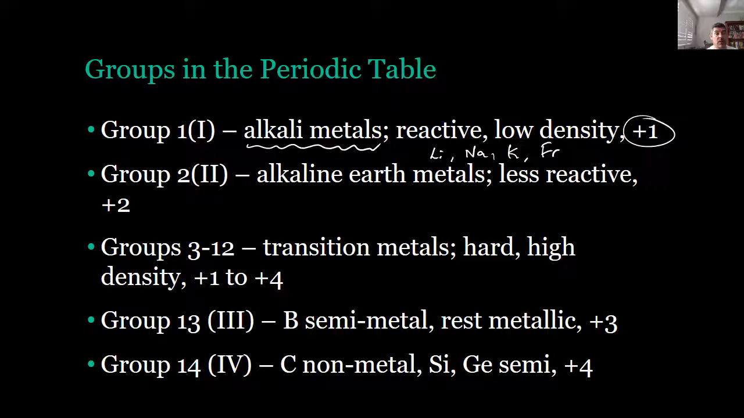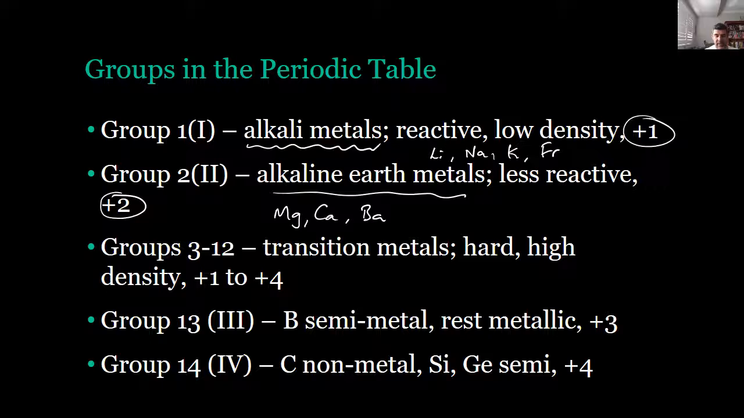The group 2 elements are the alkaline earth metals. So these contain things like calcium, magnesium, and also barium and so on. These are less reactive than the group 1 elements, although they are relatively reactive themselves, and they have a valency of +2 and they form ionic substances.